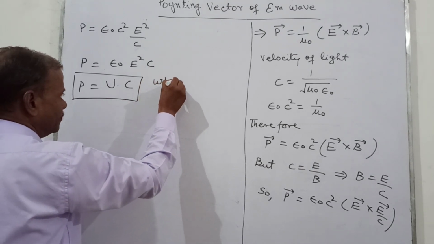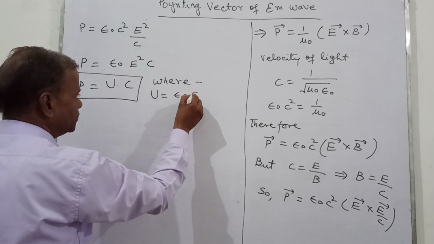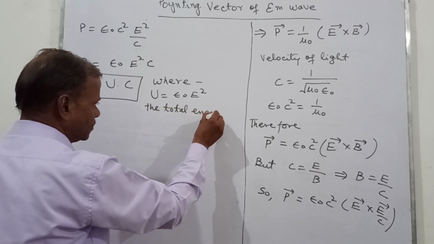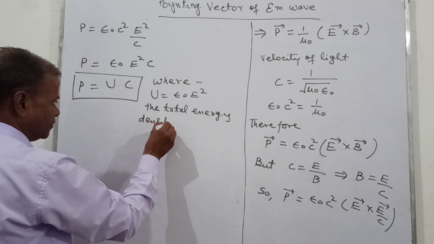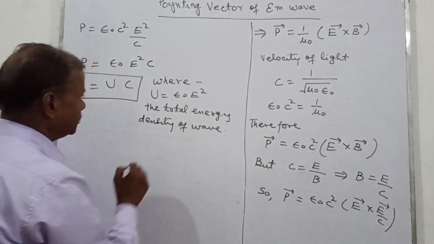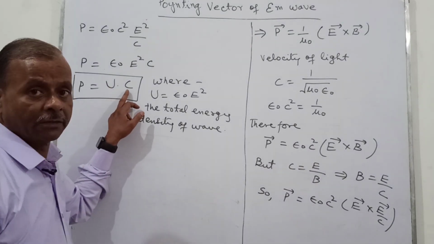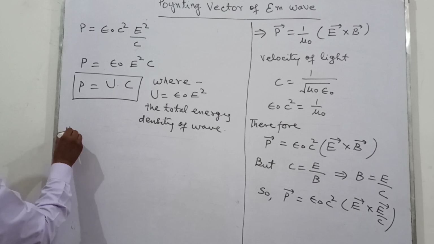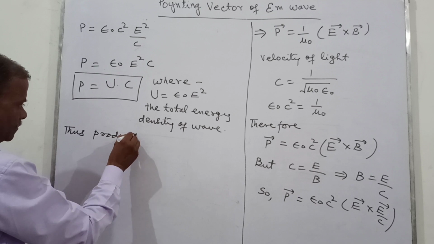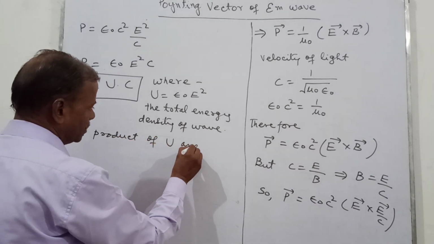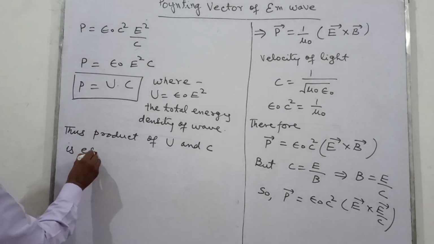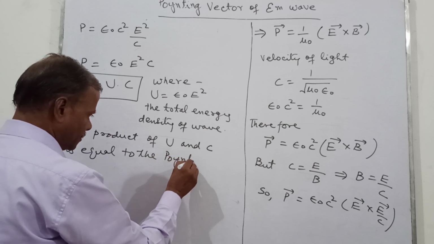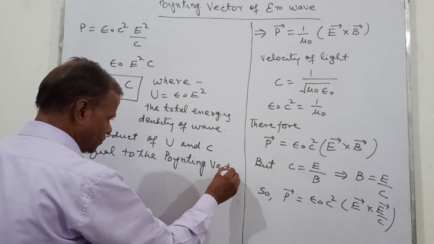where U is equal to epsilon naught E square, the total energy density of the wave. So thus the product of the total energy density and the velocity of light is equal to the Poynting vector. Thus the product of U and C is equal to the Poynting vector.